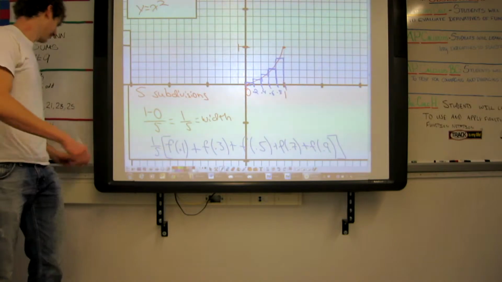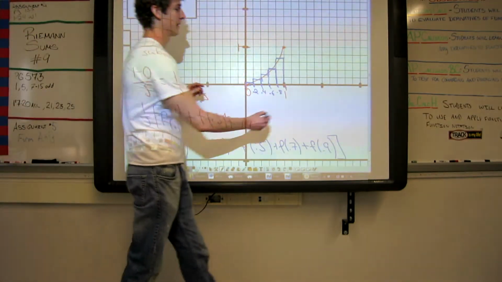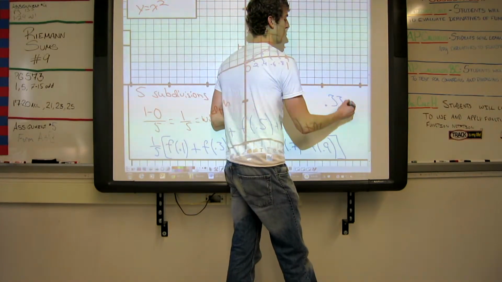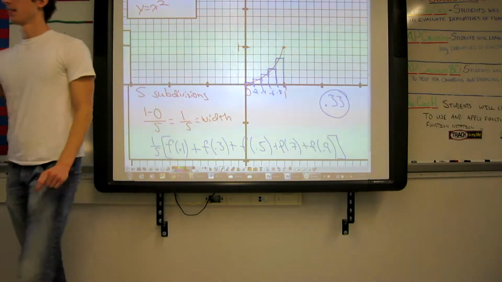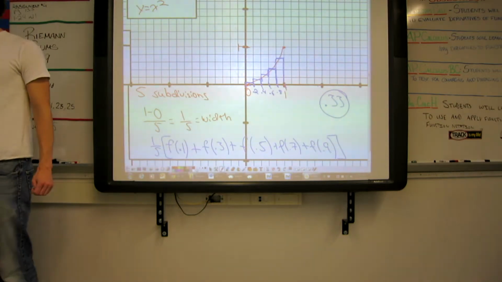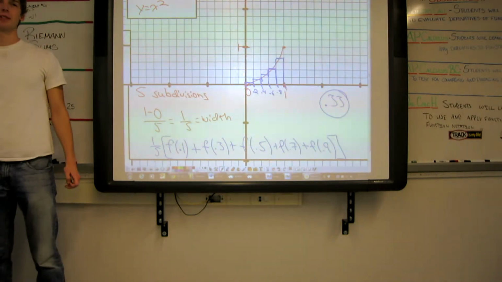I have 0.33. Corinne says 0.33 is her approximation for the area. It looks about 1/3. That's what I got. Christian, have you had that already? All right, Christian and Corinne.